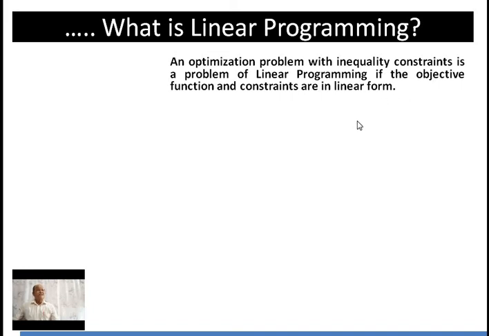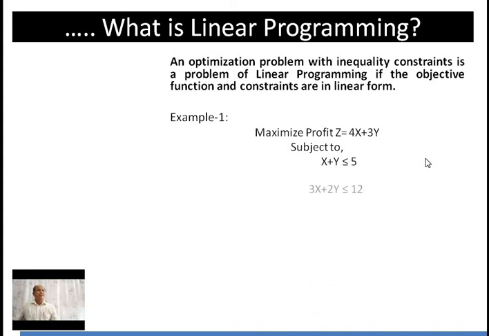For example, maximize profit Z equal to 4x plus 3y subject to x plus y less than or equal to 5, 3x plus 2y less than or equal to 12, x, y greater than or equal to 0. Here x, y greater than or equal to 0 is called the non-negativity constraints.